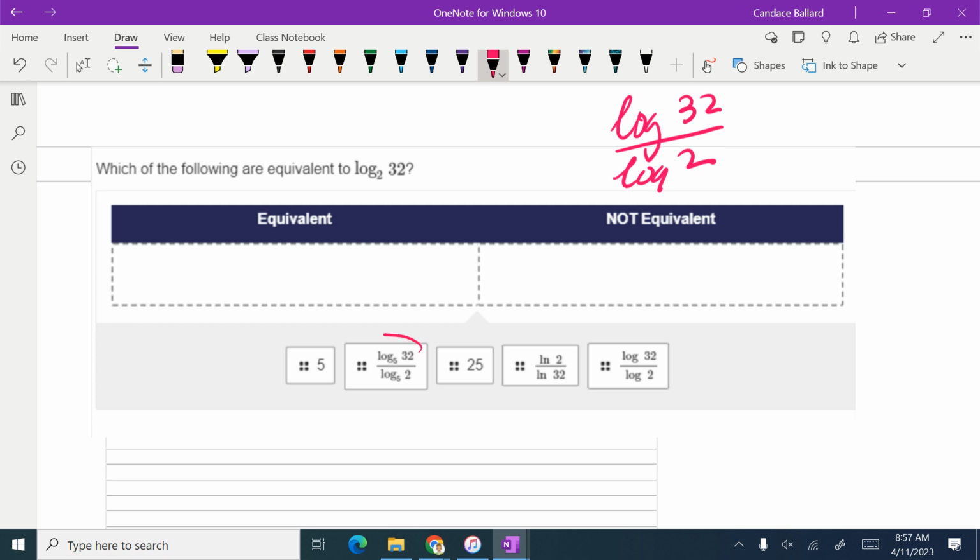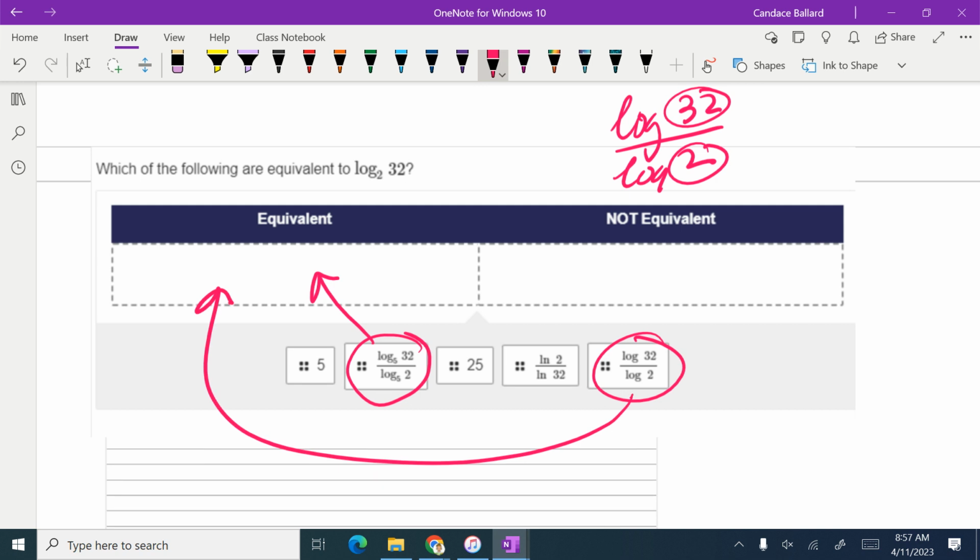So I see that. That's equivalent, right? It doesn't matter if the log has a number on it, as long as the 32's on the top and the 2's on the bottom, or your big number's on the top and the base is on the bottom. So this one's going to be equivalent. This one here would also be equivalent. Does that make sense? A lot of people put this one in the equivalent. It's not, because the base is on the top. So that one is not equivalent. And please don't just try to drag and drop and guess. You've got to know what you're doing.